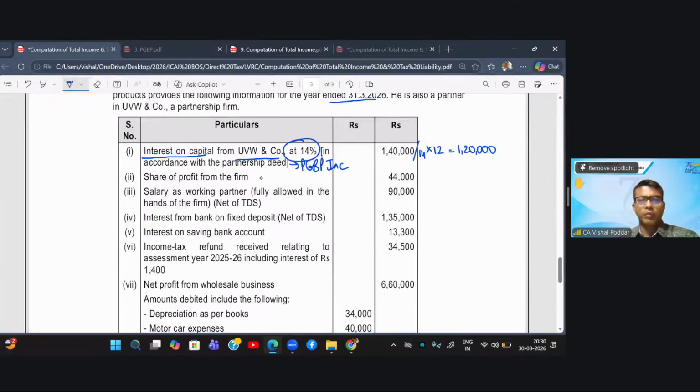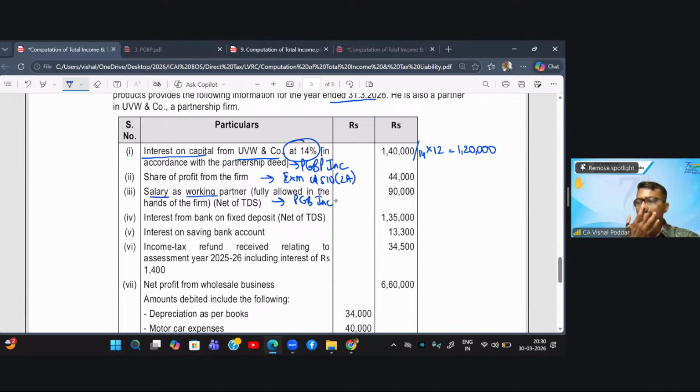Next, share of profit. This is exempt in our hands under section 10(2A). Why? Because the firm itself would have paid the tax. Next, working partner remuneration. This is again our PGBP income.